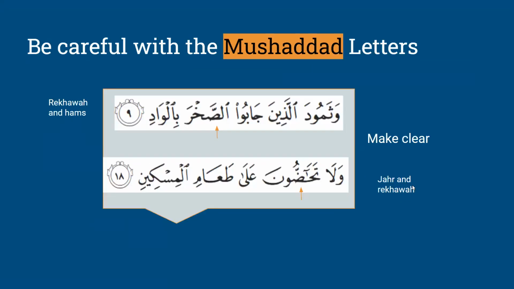Be careful with the mushaddad letters because again in the mushaddad letters we have two letters combined into one. The first letter of the shadda is always sakin, the second one has a haraka. So the first one is sakin. So we need to apply the sifat on both of them. So when you connect with the letter, connect and hold it for a while. جابوا الصخرة بالصخرة. Let the sad be heavy and let the Rekhawah and the hums be there.